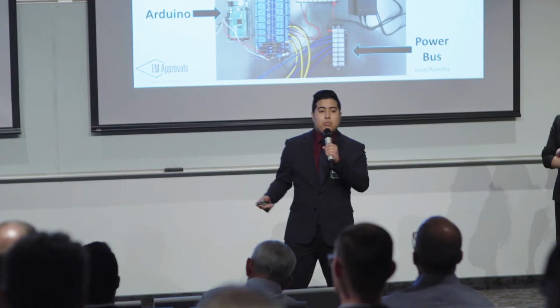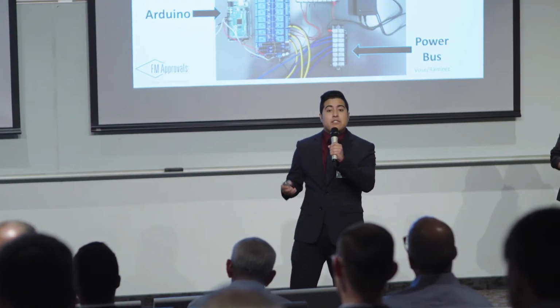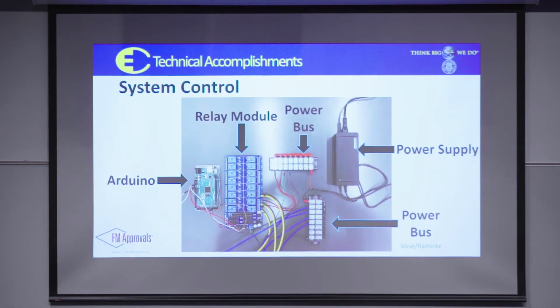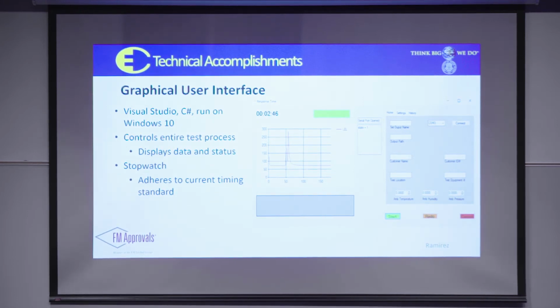Besides controlling the test apparatus, the Arduino also reads and collects the lower explosive limit percentages every half second and sends that to our GUI. We created our GUI so that the person conducting this test can start it and also view data throughout the test. We designed this GUI to control the entire test process and display data and the status of it.